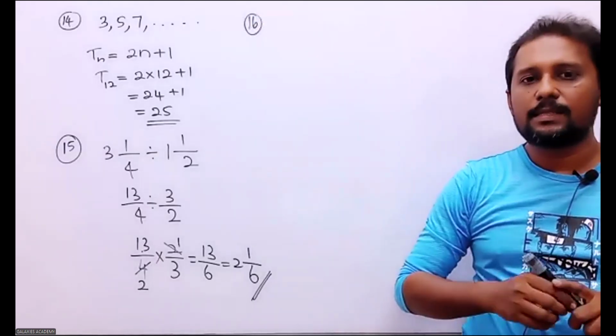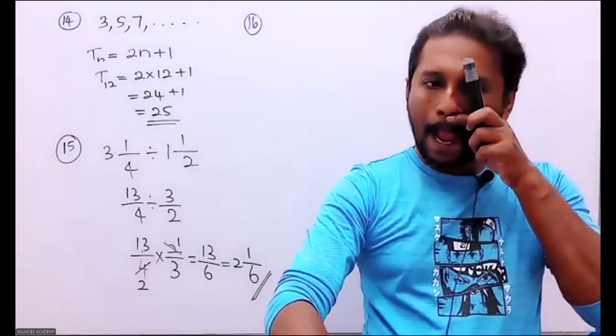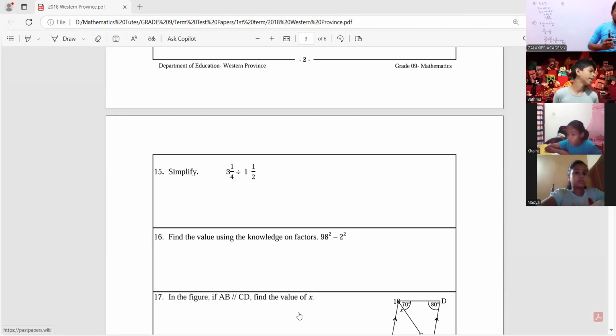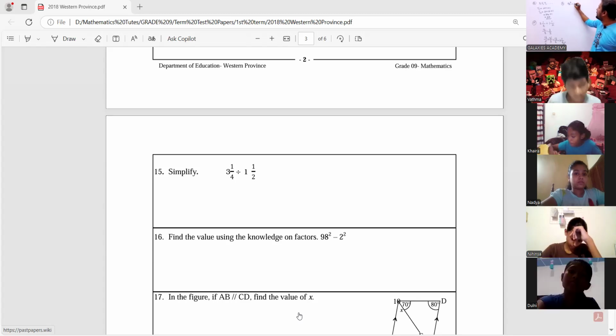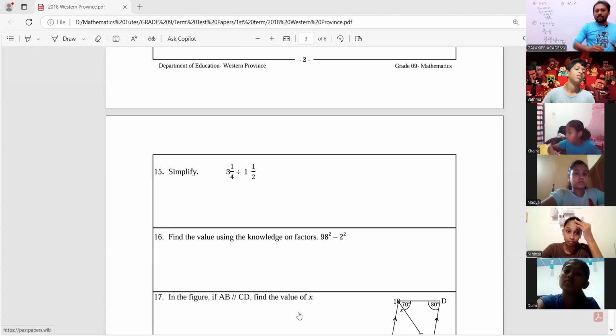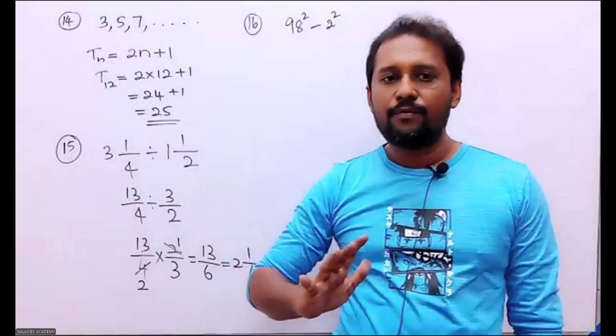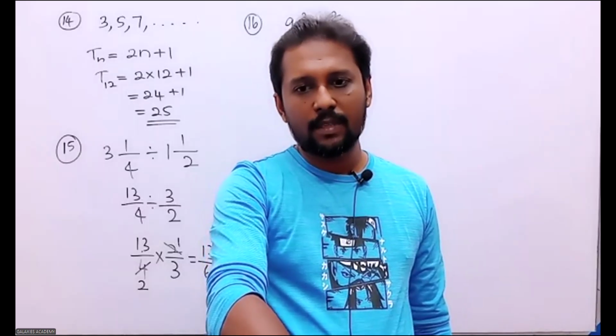Right. Number 16. Look at the 16th one. Find the value using the knowledge on factors. 98 squared minus 2 squared. Do you remember the finding method of this one? How can you do it? You can revise the factors finding method of the difference of two squares, right?